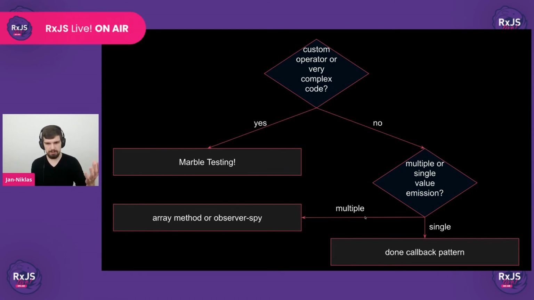If you want to test multiple values, go with the array method I showed you before, or use observer spy. Technically, observer spy also supports the single value use case. Might be a little bit over the top, but if you're having an observable that just emits once, feel free to use the done callback. You should be pretty quick in writing that test.